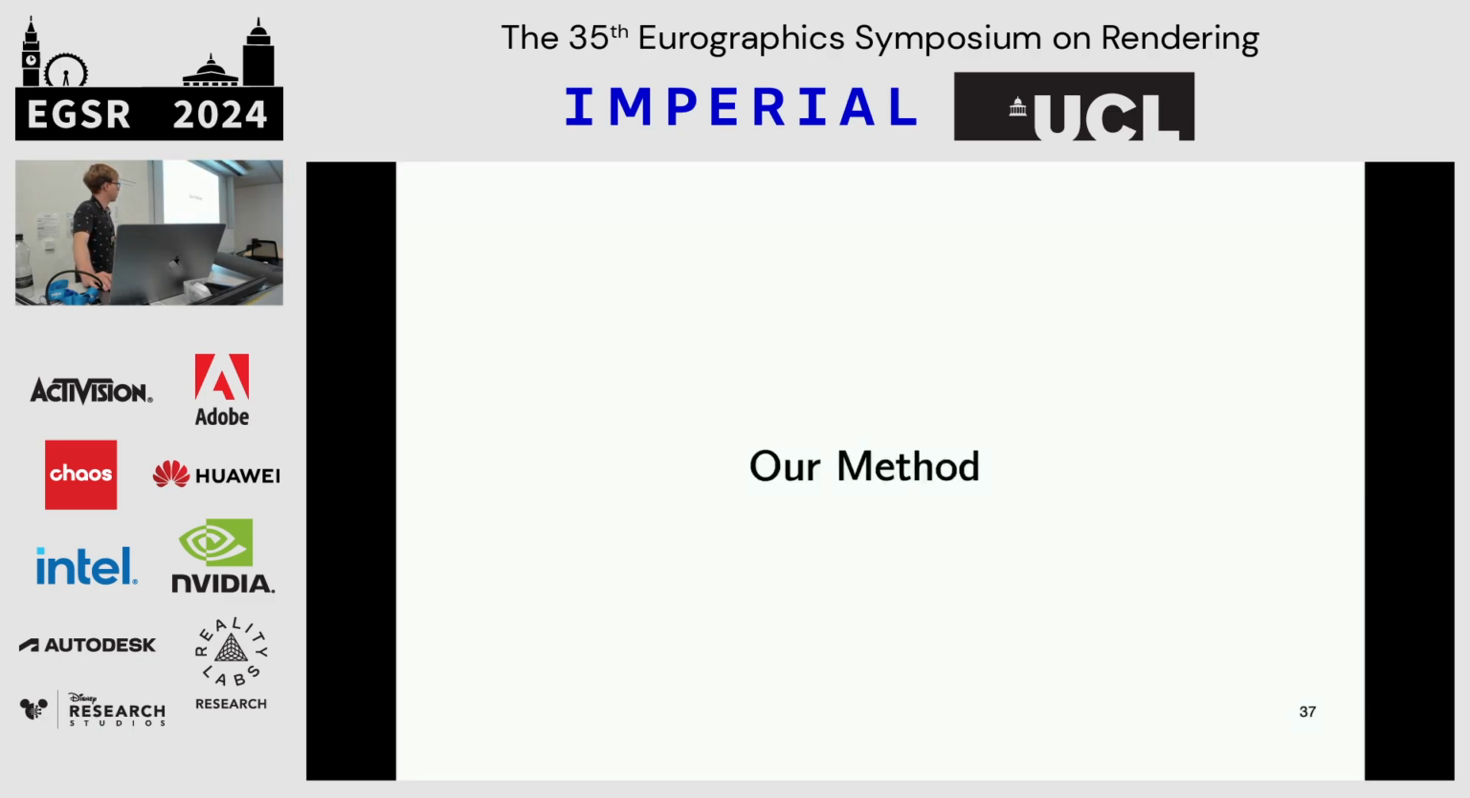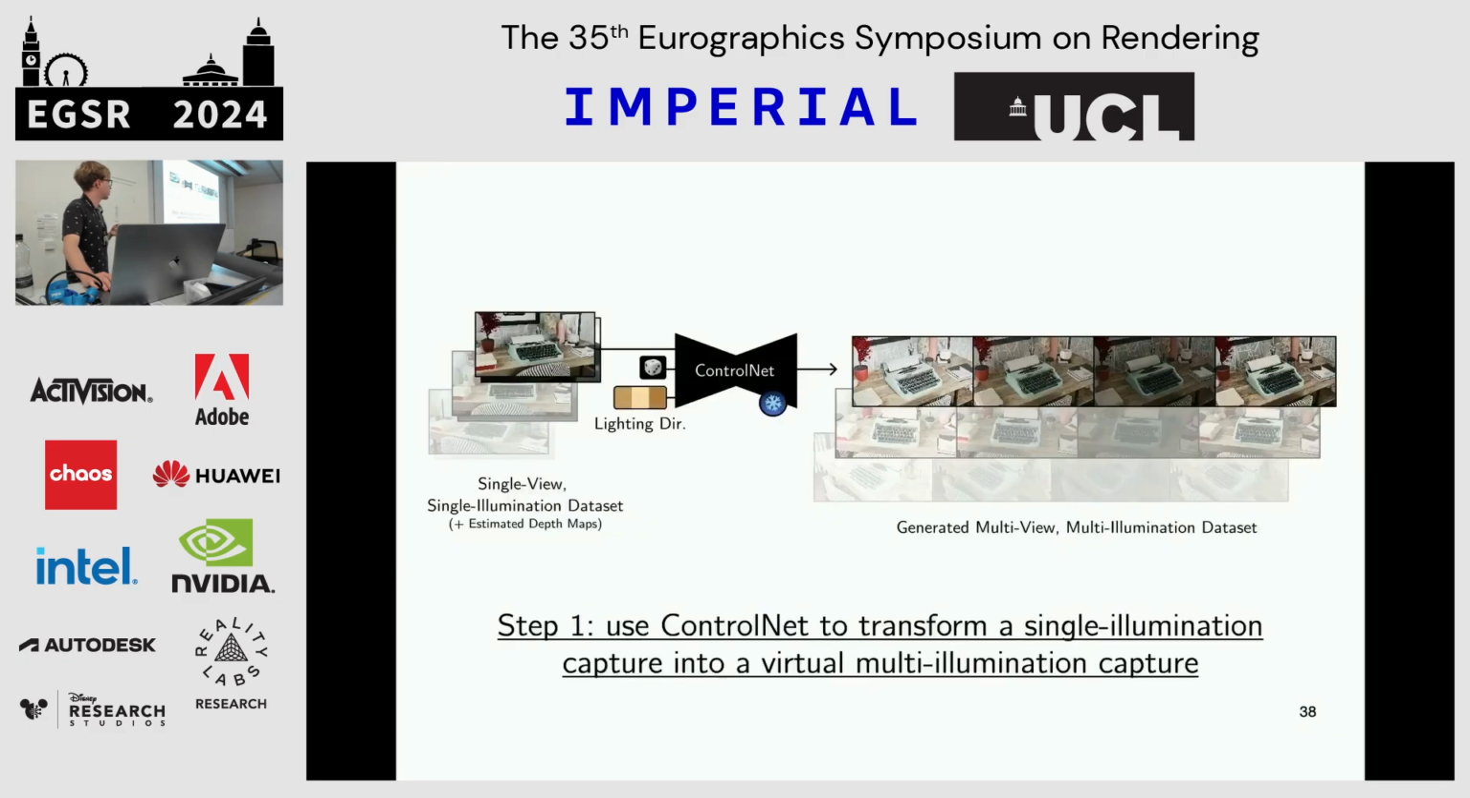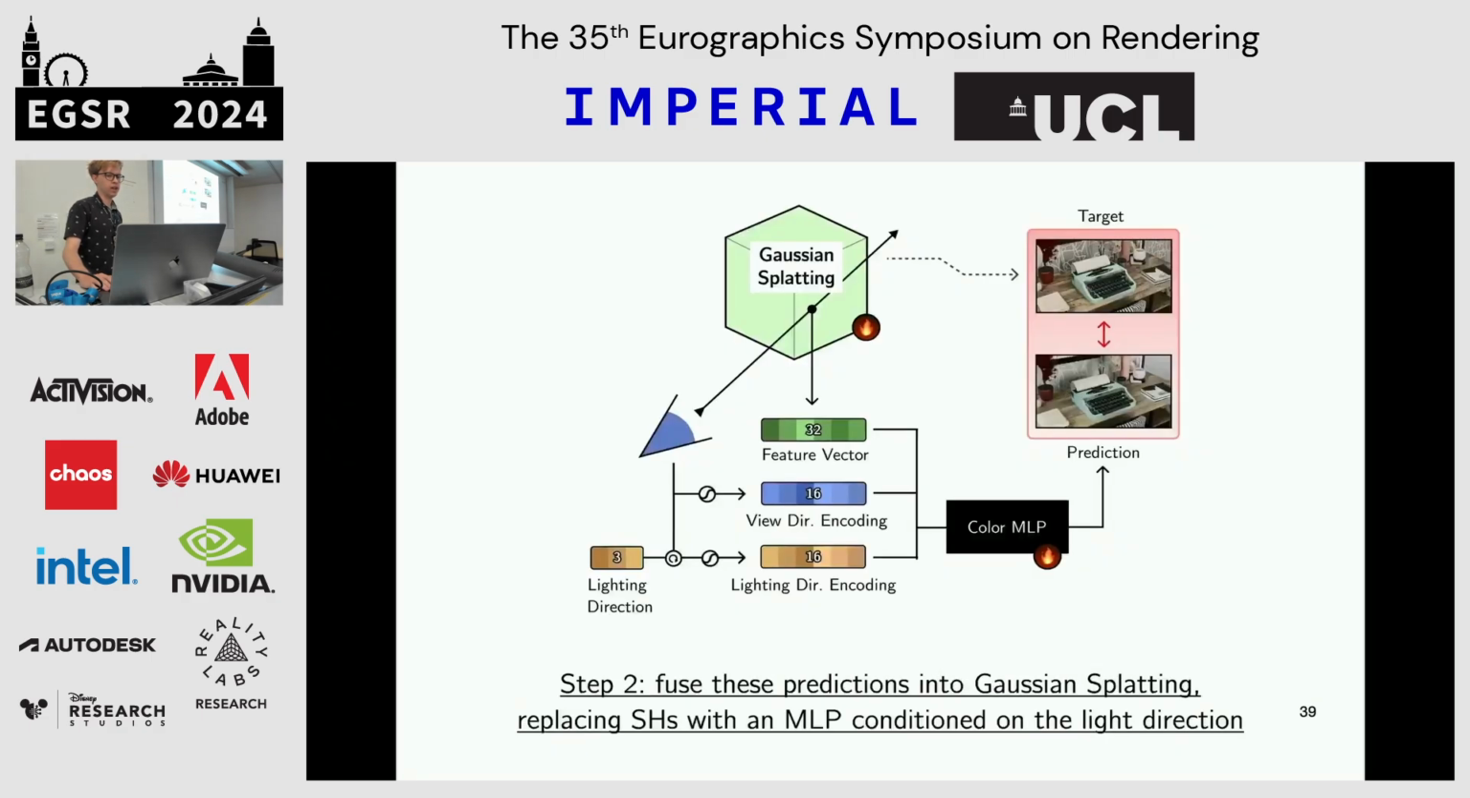So now we arrive at what we initially wanted to do, which is to take this pre-trained ControlNet, we train it once, with its weights, and now we take a NeRF capture, and for each image of our capture, we generate a bunch of different illumination directions. So this gives us a sort of virtual or fake multi-view, multi-illumination dataset from our initial capture. And then we take this multi-view, multi-illumination capture and feed it to Gaussian splatting, where we've replaced the spherical harmonics with a small MLP that takes as input the lighting directions and predicts the color of the Gaussians.